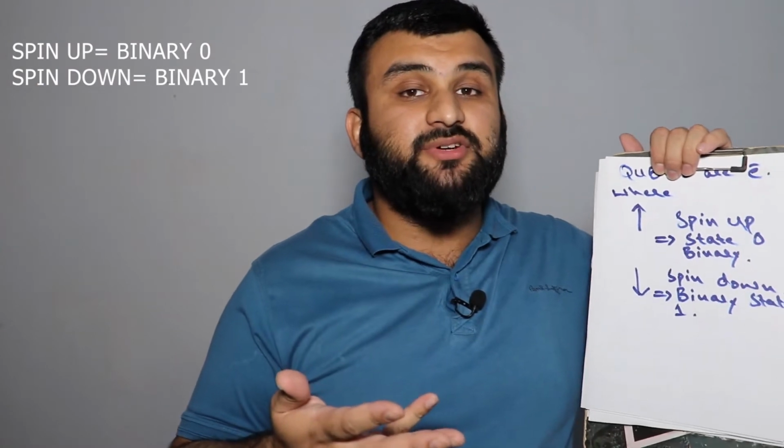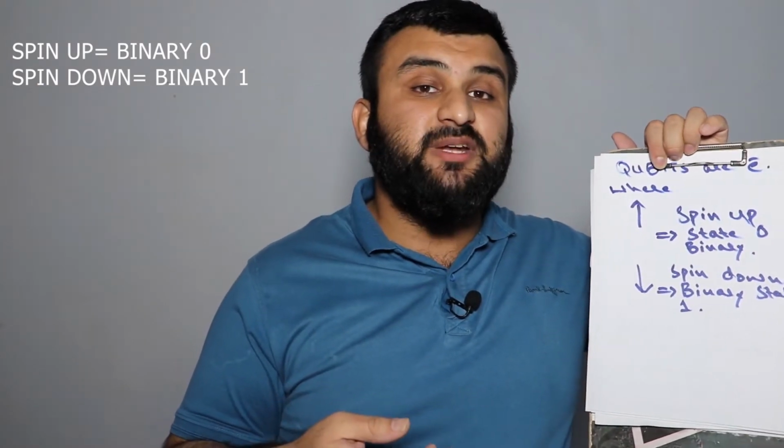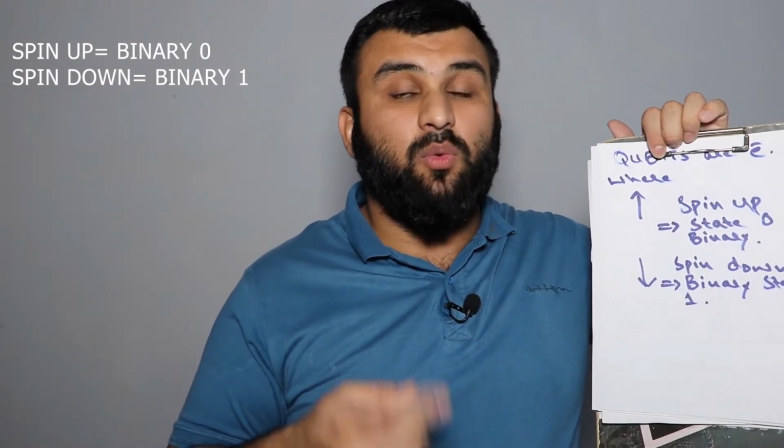So qubits are basically electrons. They can either spin up or spin down. Spin up represents a binary state 0, and spin down represents a binary state 1. Let's talk about more than one bit. It could help you understand it better. We'll talk about a two-bit operation. That would help you get the idea of what I'm talking about. It might sound crazy, but it is interesting and it is amazing.